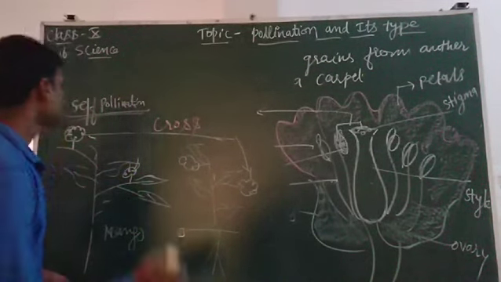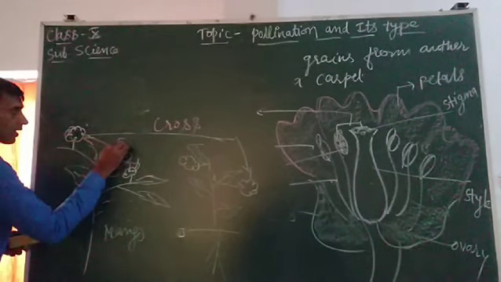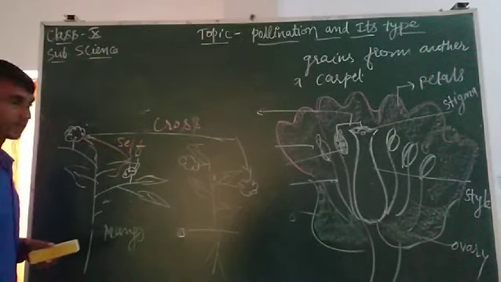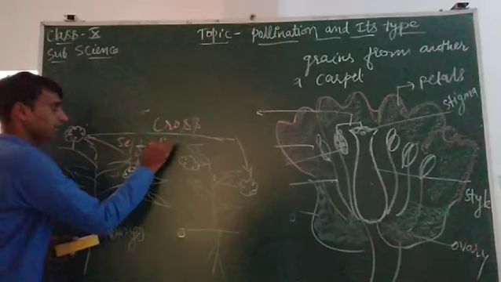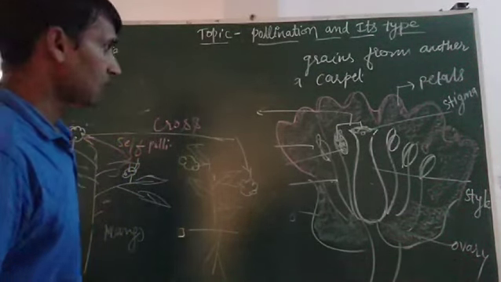And this type is called self pollination. Self pollination. Is it clear to everyone?